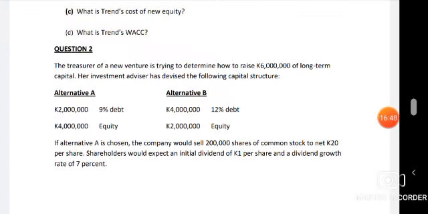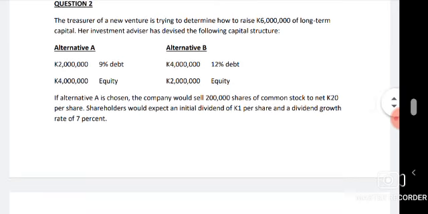Question 2. The treasurer of New Venture is trying to determine how to raise 6 million of long-term capital. Her investment advisor has devised the following capital structure. So all in all, you're trying to look out for the optimal structure. That's what weighted average cost of capital is all about. The optimal structure will minimize your cost of capital.